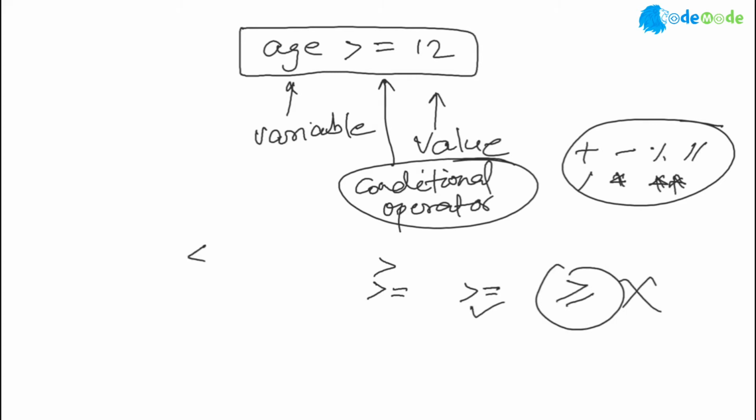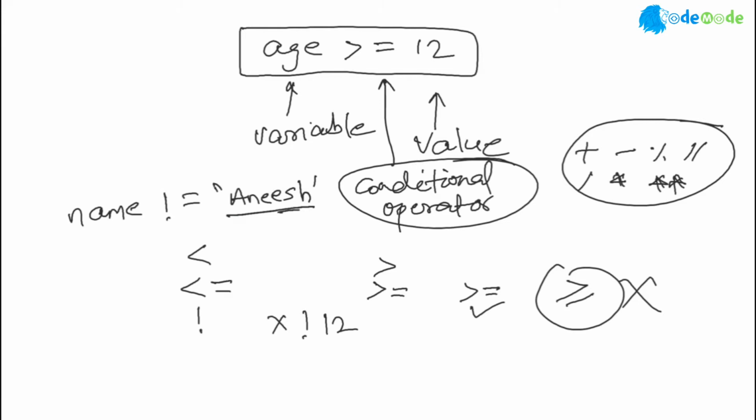Similarly, less than, less than or equal to. We also have not equal to, which uses an exclamation mark. If you say x is not equal to 12, or student name is not equal to 'Anish', where I'm checking Anish as a name in single quotes. The way you read it is: is name not equal to Anish? It has to be a question because you are creating a condition.